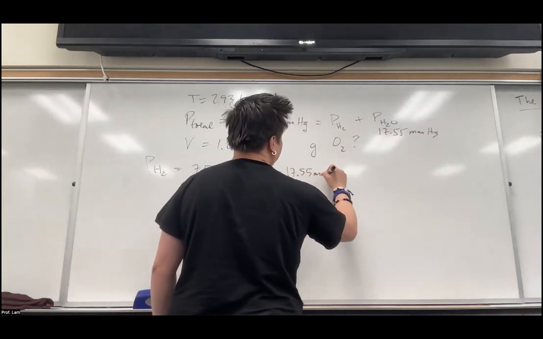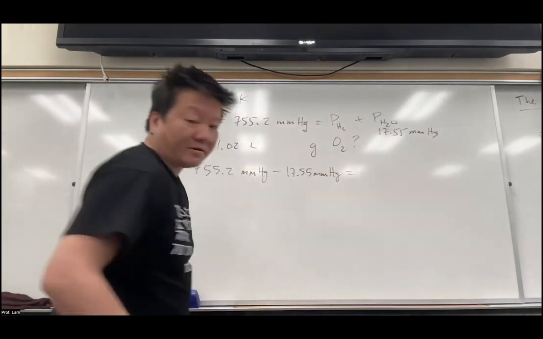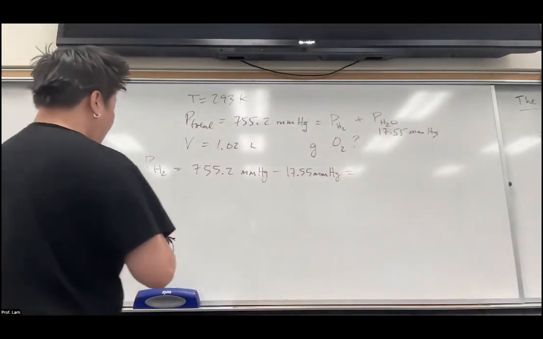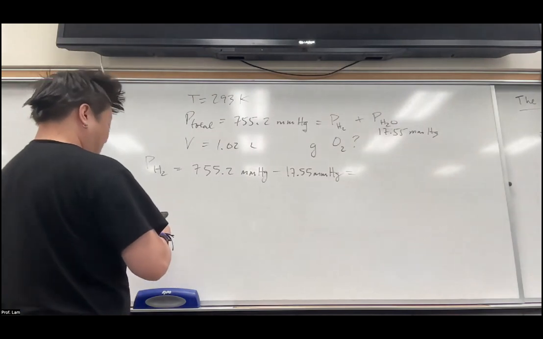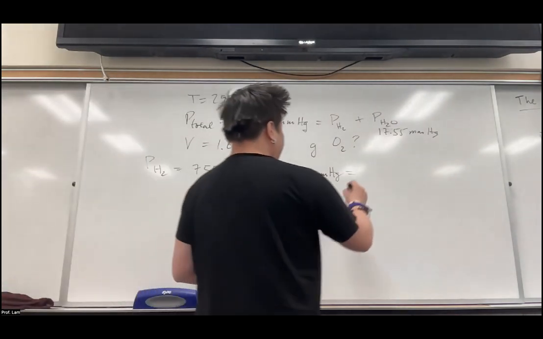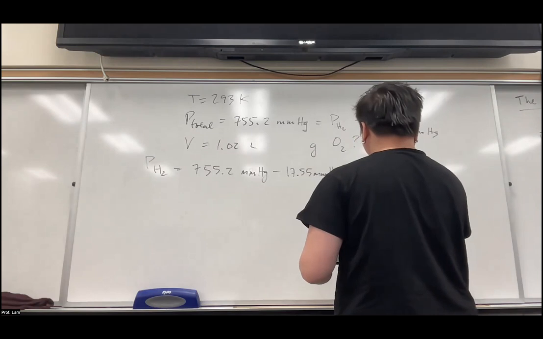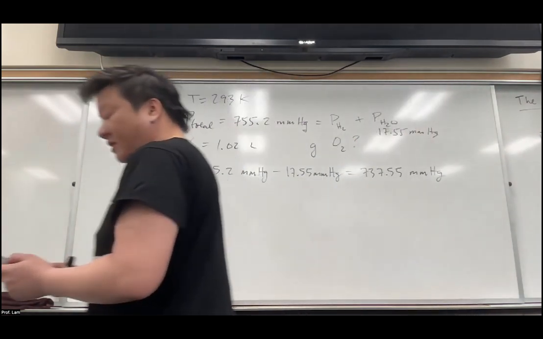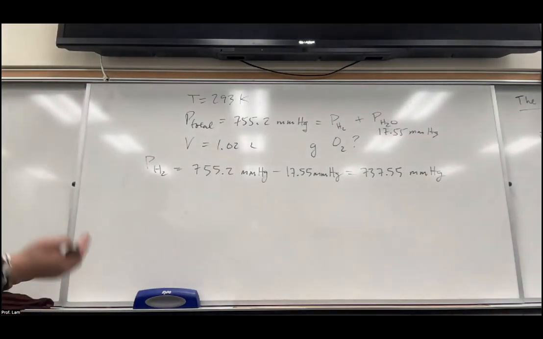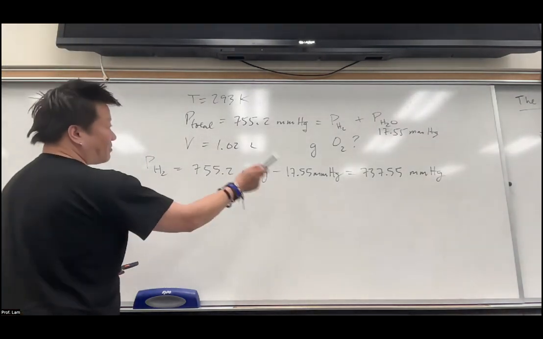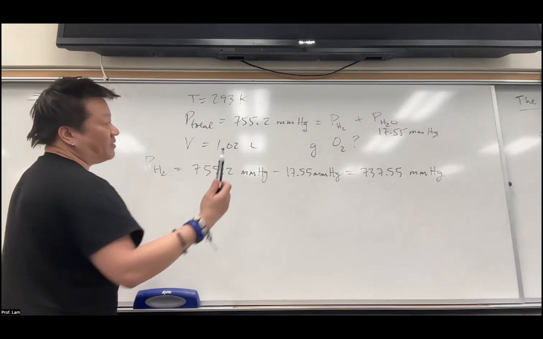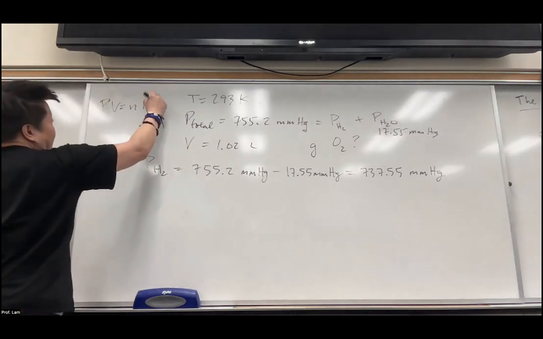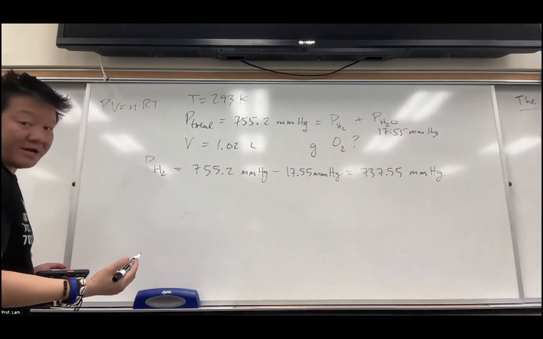17.55 millimeter. Okay, and that should give us 737.55 millimeter. All right, so now we have a pressure, right, guys? We have pressure, we have a temperature, and we have a volume. From PV equals nRT, we're able to solve for moles, right?